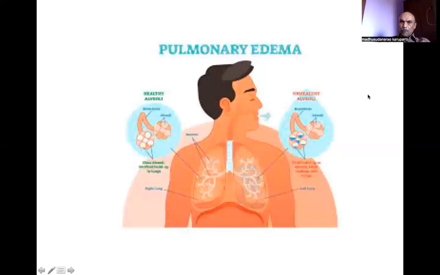This picture shows the presence of pulmonary edema. This shows alveoli filled with edema, and there is increased interstitial fluid in the lungs. Whereas this part of the lung shows normal alveoli and normal interstitium. This is the state of normal health.